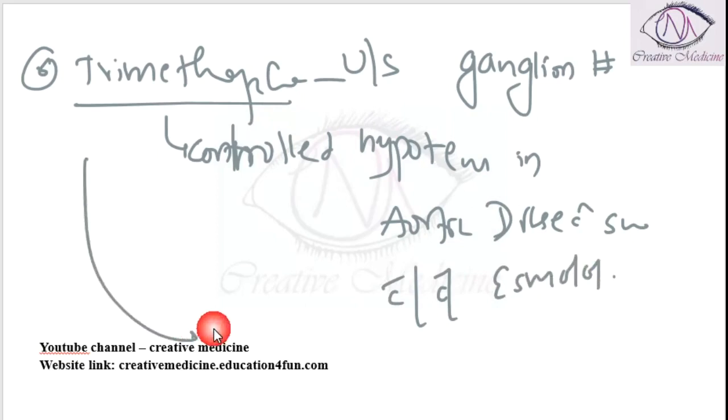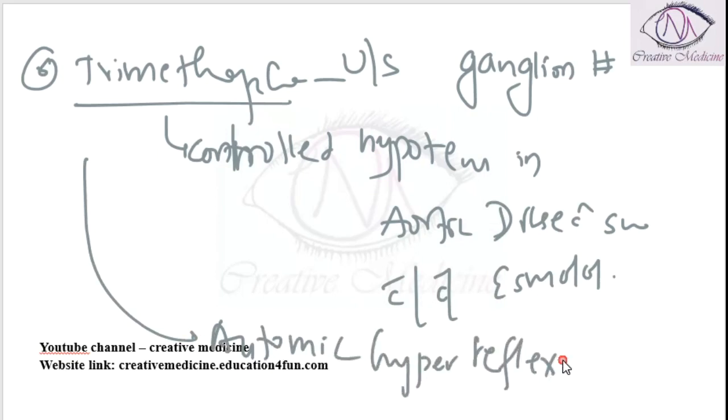Trimethaphan is used in the management of autonomic hyperreflexia, or it is used in pulmonary edema.